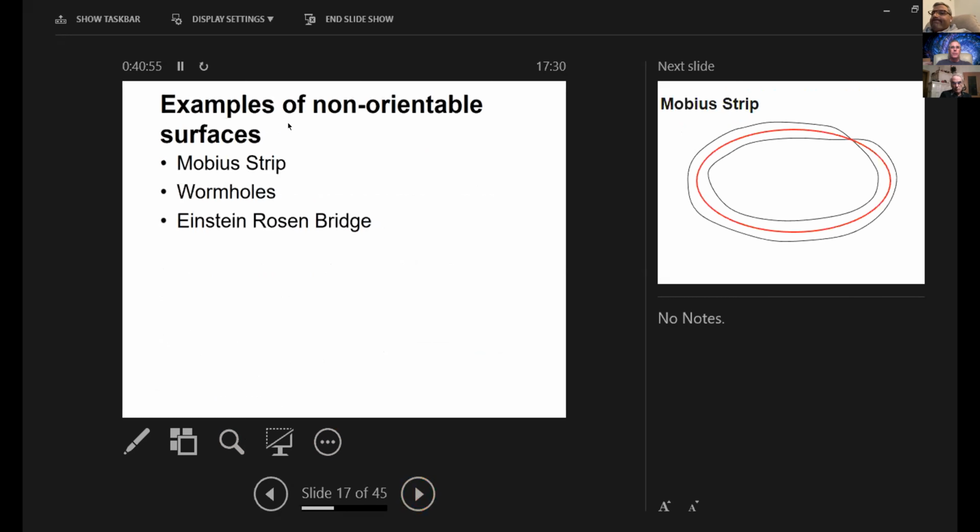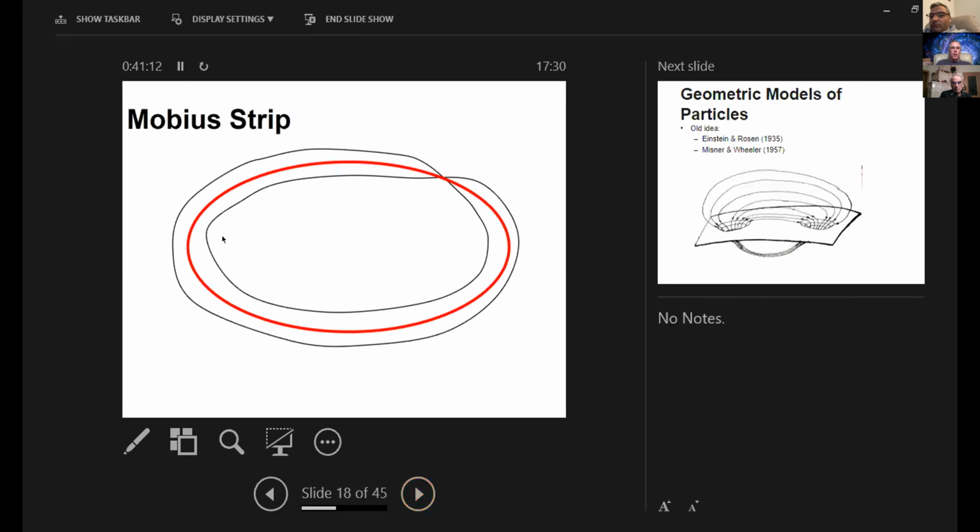So some examples of non-orientable surfaces. There's the Mobius strip, which is a 2-dimensional surface. And it's a nice one because you can embed it in 3-space, so it's easy. You can actually make a model of it. And wormholes, Einstein-Rosen bridges, are some examples. So there's your Mobius strip.